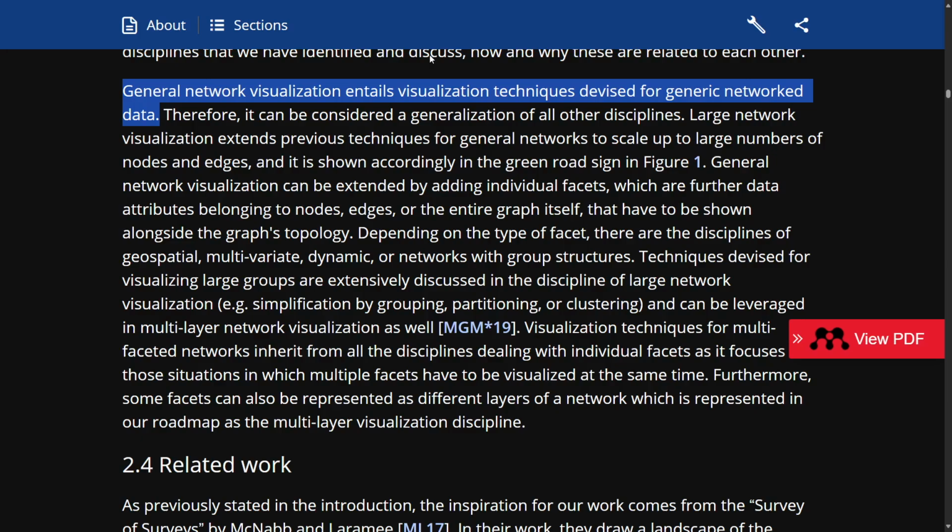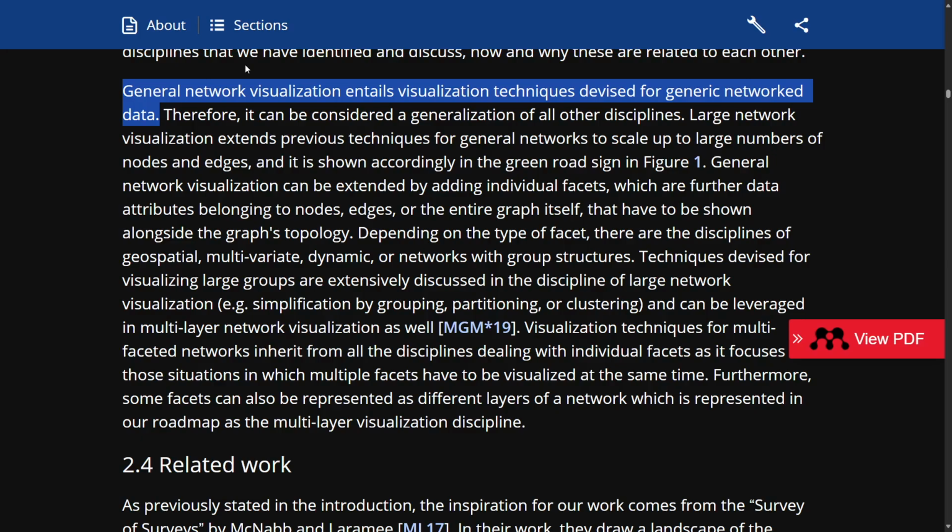Depending on the type of facet, there are the disciplines of geospatial, multivariate, dynamic, or networks with group structures. Techniques devised for visualizing large groups are extensively discussed in the discipline of large network visualization, for example, simplification by grouping, partitioning, or clustering, and can be leveraged in multi-layer network visualization as well. Visualization techniques for multifaceted networks inherit from all the disciplines dealing with individual facets, as it focuses on those situations in which multiple facets have to be visualized at the same time.